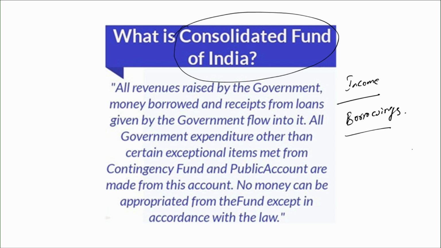No money can be appropriated, that means no money could be spent or shared with any other state governments from the fund except in accordance with the law. So, without any law approved by the parliament, without any approval from the parliament, the government has no right to spend a single penny out of the Consolidated Fund of India. Now let us look at the two other accounts of the government of India.